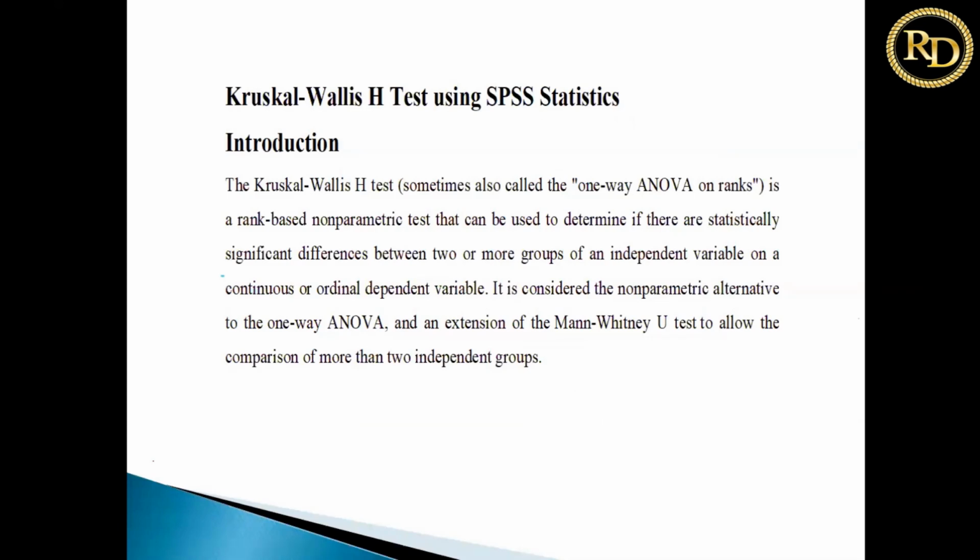The Kruskal-Wallis test, sometimes also called the one-way ANOVA on ranks, is a rank-based non-parametric test that can be used to determine if there are statistically significant differences between 2 or more groups. 2 groups may also be checked, what we have done in Mann-Whitney U test. So the Mann-Whitney U test will be a particular case of this Kruskal-Wallis test. So it is considered the non-parametric alternative to the one-way ANOVA and an extension of the Mann-Whitney U test to allow the comparison of more than two independent groups.